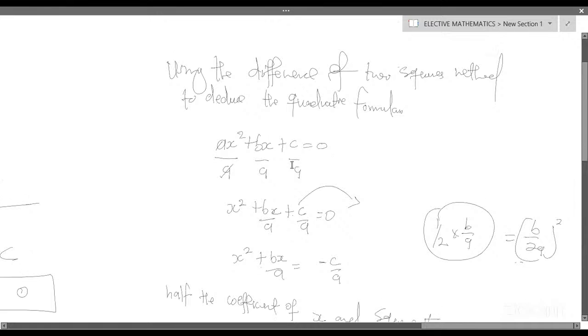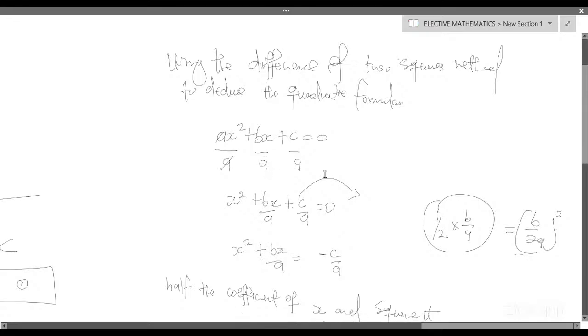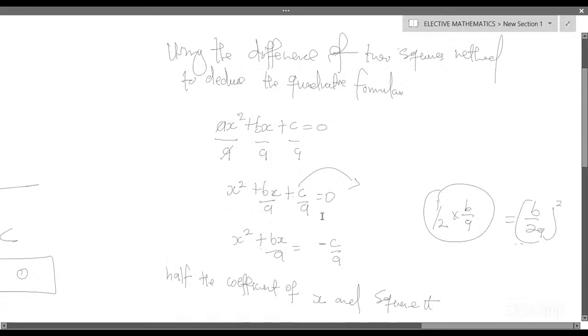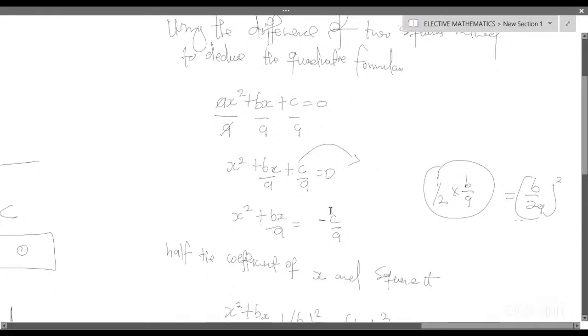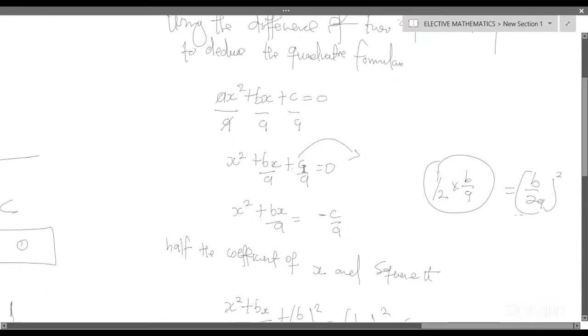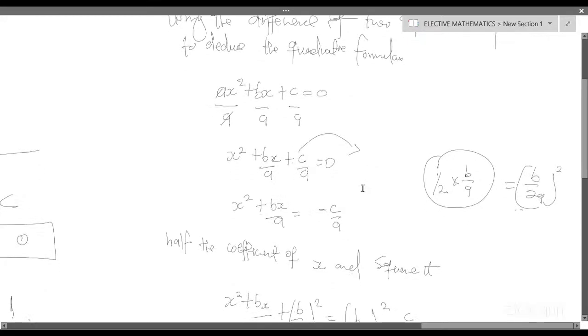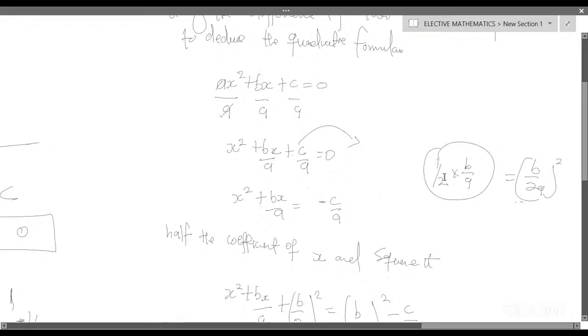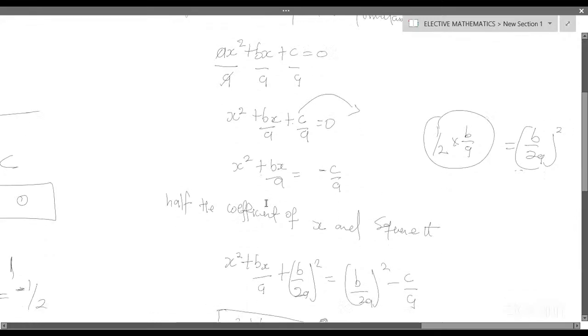You get it? Hello? Let me start over. We are trying to make x the subject in this particular one. What do we do? We divide all sides by a. When we divide all sides by a, this is what we get. Since we are making x the subject, we move the c over a to the other side of the equation, then you get this.